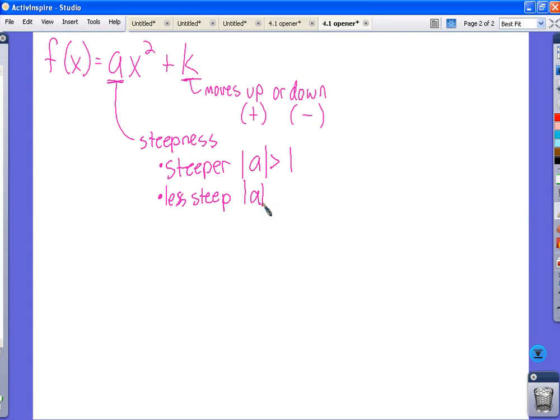Its absolute value is less than 1. It's a fraction. 1/2, negative 1/4, 2/3, negative 7/9. All of these numbers have an absolute value less than 1. Everything that comes out of x squared, you would multiply by this number that's less than 1, and so it would make it less than what it was worth before.